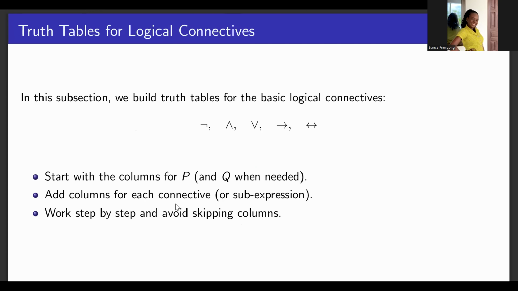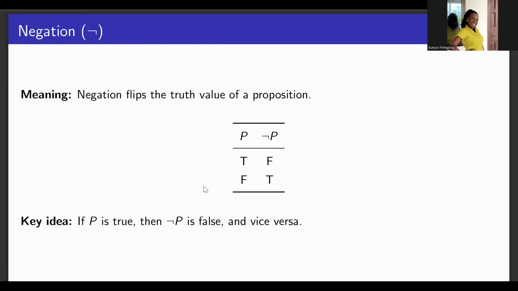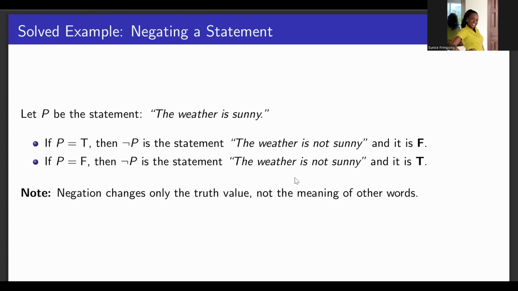So here's a summary of what we have done. We have looked at these connectives: negation, and, or, implies, and if and only if. I've thoroughly explained what negation means in the previous examples, where if P is true, then negation of P is false, and when P is false, negation of P is true.